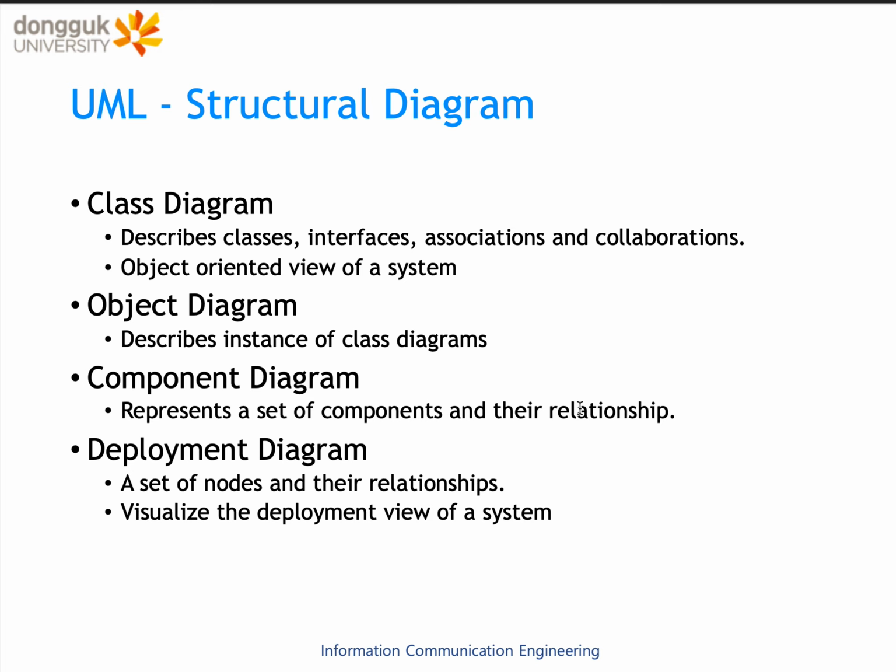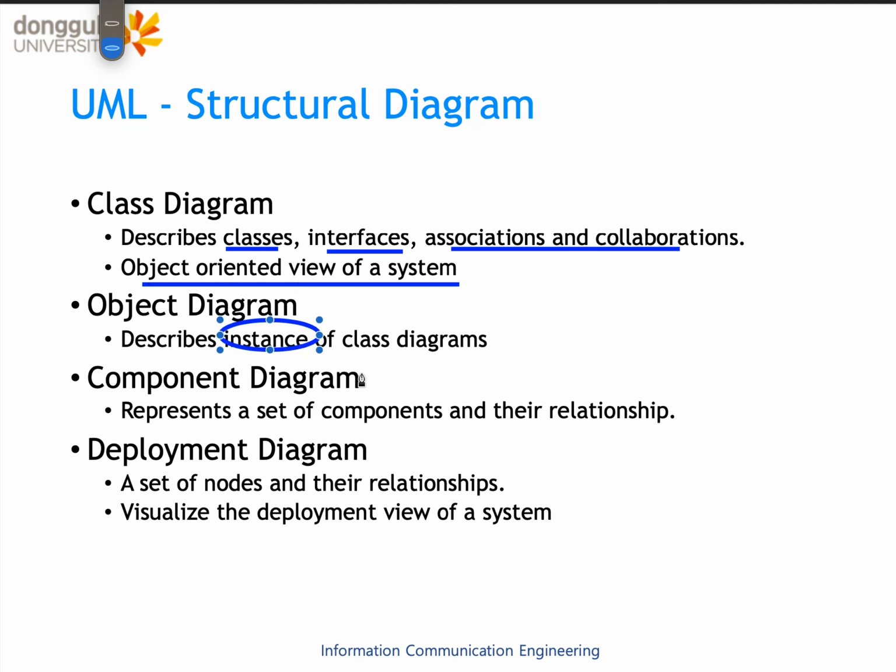First, I'm going to introduce the structural diagram, which has several categories. There are the class diagram, object diagram, component diagram, and deployment diagram. A class diagram describes classes, interfaces, and their associations and collaborations, and describes the object-oriented view of a system. An object diagram describes instances of a class diagram.